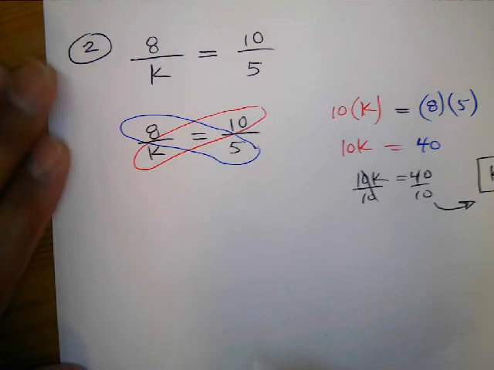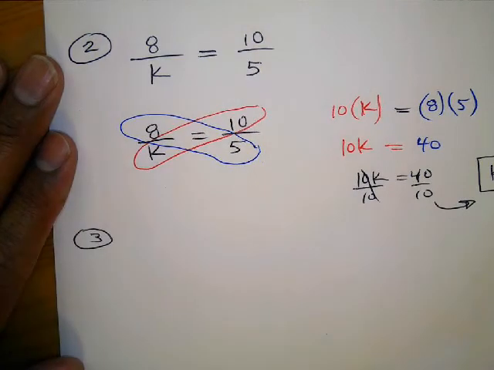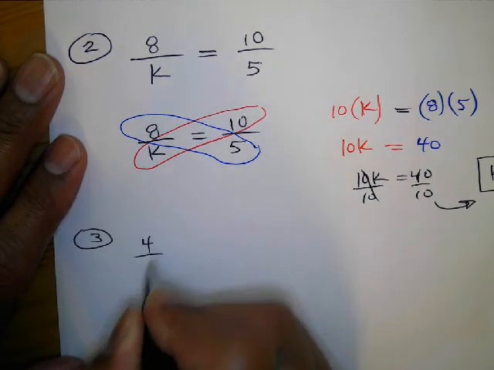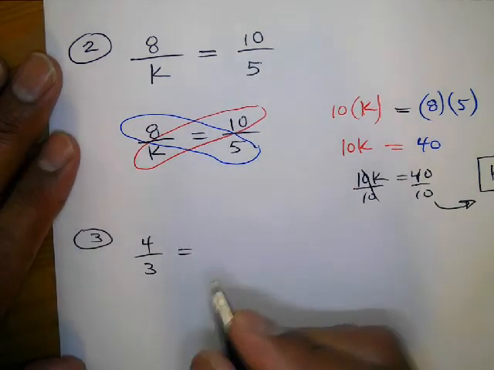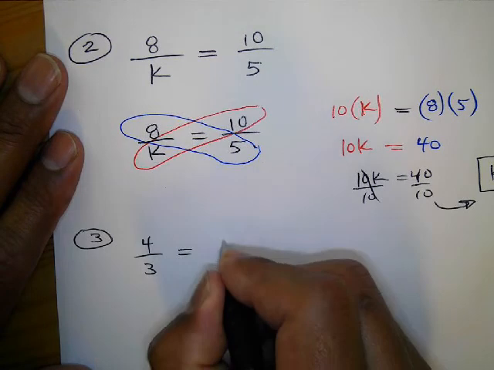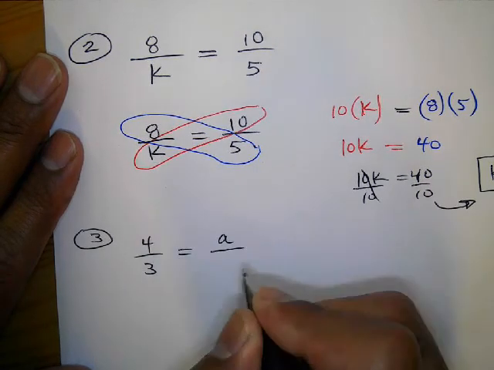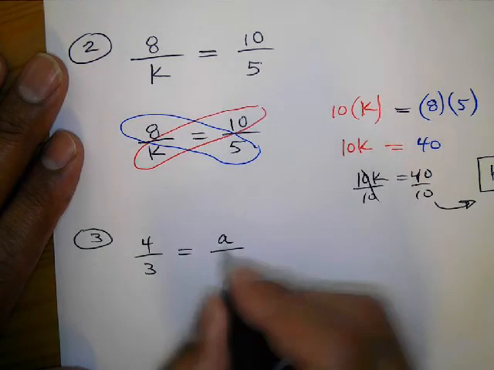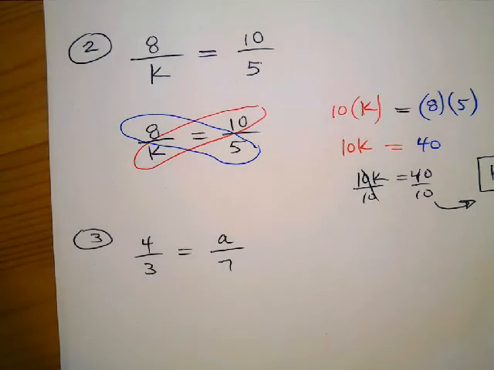All right. We're going to do another one that's not going to come out as a perfect answer. Number 3. Again, easy. Here goes: 4 over 3 is equal to a over 7.